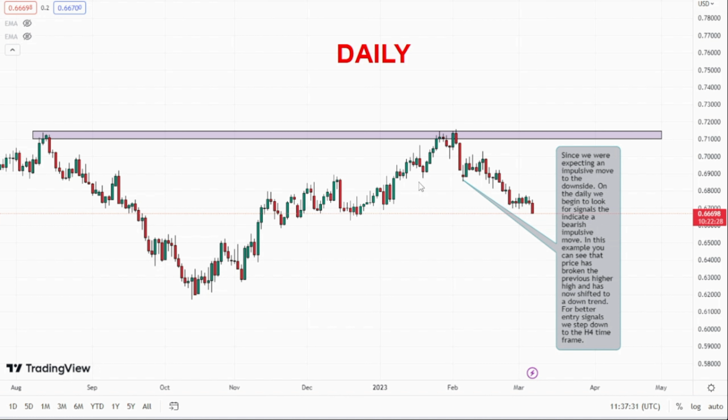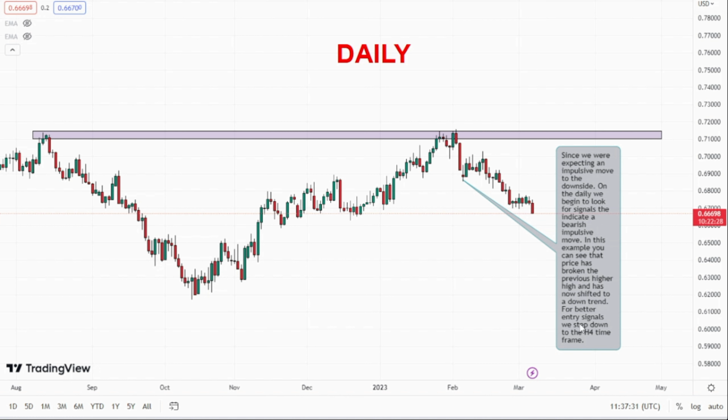So price has broken this previous higher high. You can see price was making higher highs here, higher high, higher high, higher high, but here we reached our significant level, and price broke our last higher high and created a lower high here, meaning down. So price has broken the previous higher high and has now shifted to a downtrend.